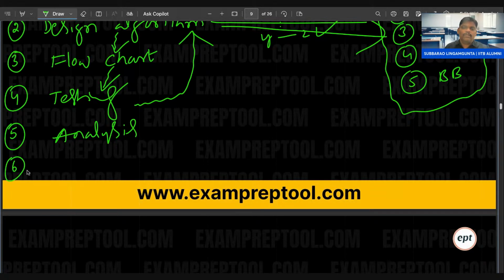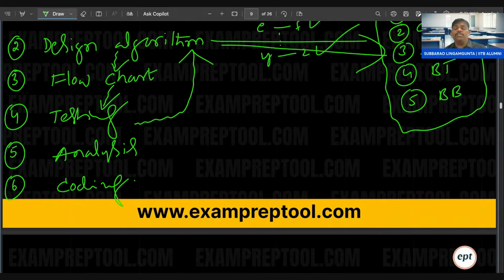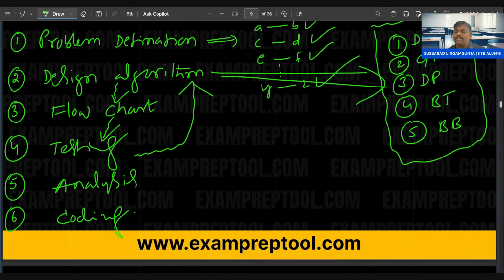Right? Sixth one, you can do. Lastly, coding you can do. So remember, company to company, organization to organization, small company, big company, steps will increase, steps will decrease. In a startup company, all these steps are one step only. In the bigger companies, these all steps are maybe 6 steps I have written.